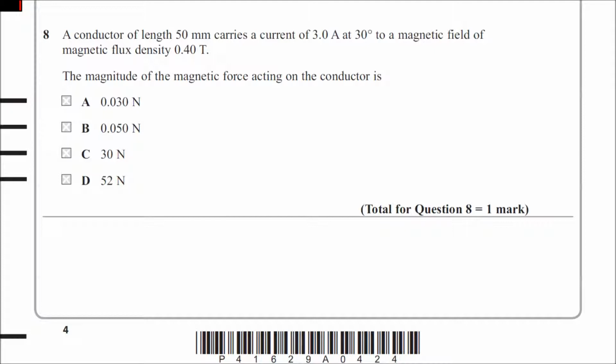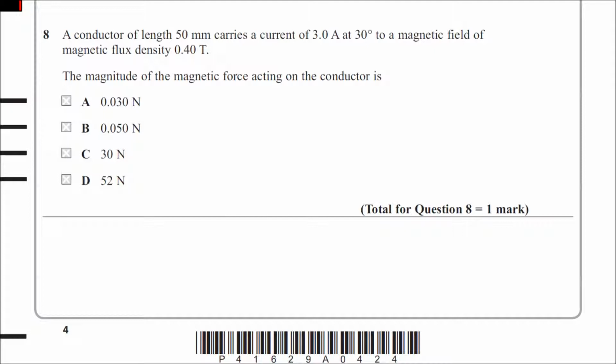You've got 0.4 times 3 times the length, which is 50 times 10 to the minus 3, times cosine 30. I don't remember cos 30. I can't do this in my head. 0.12 times, is that right? No, 1.2 times 50 times 10 to the minus 3 times cos 30. Cos 30 is a half, I'm pretty sure about that.